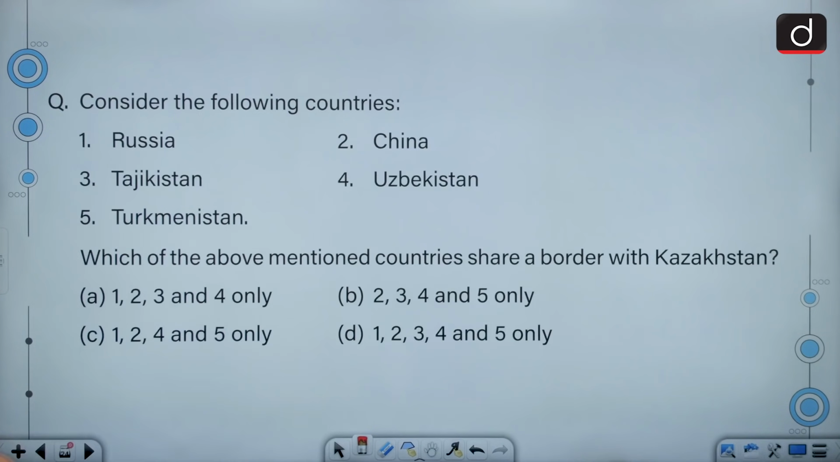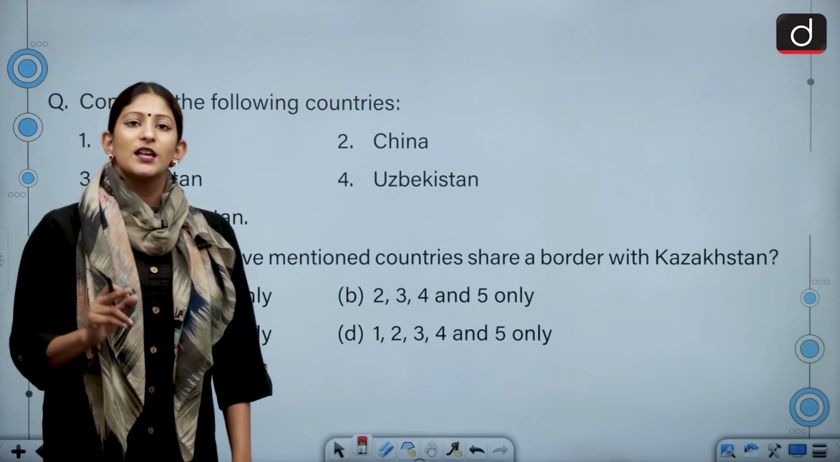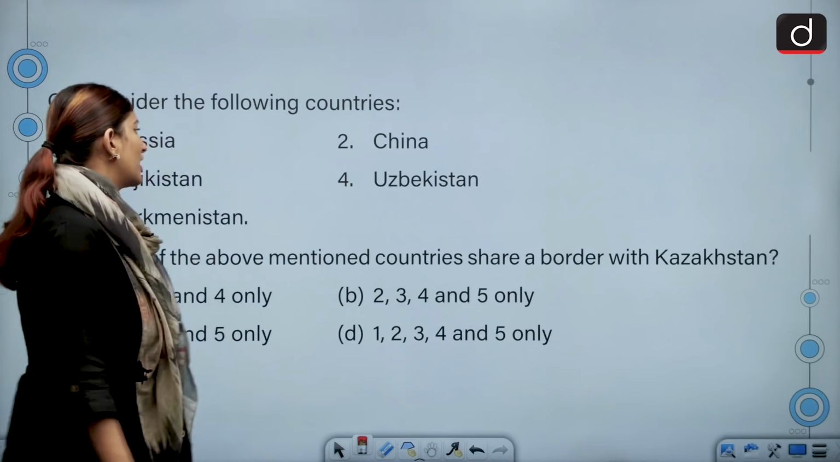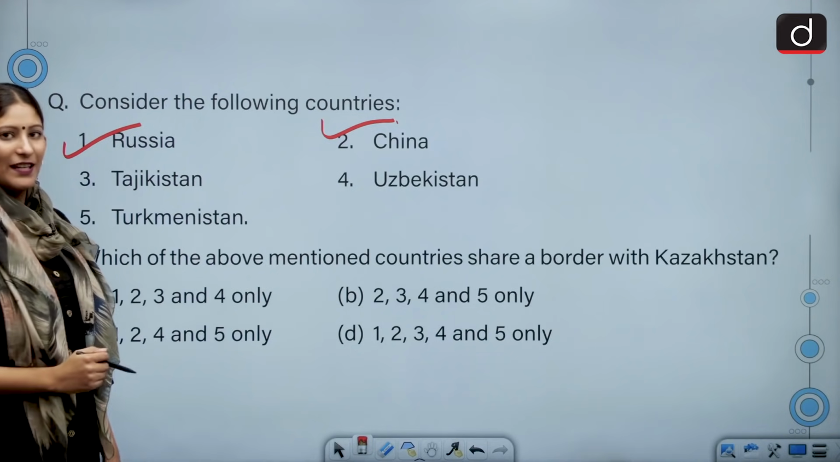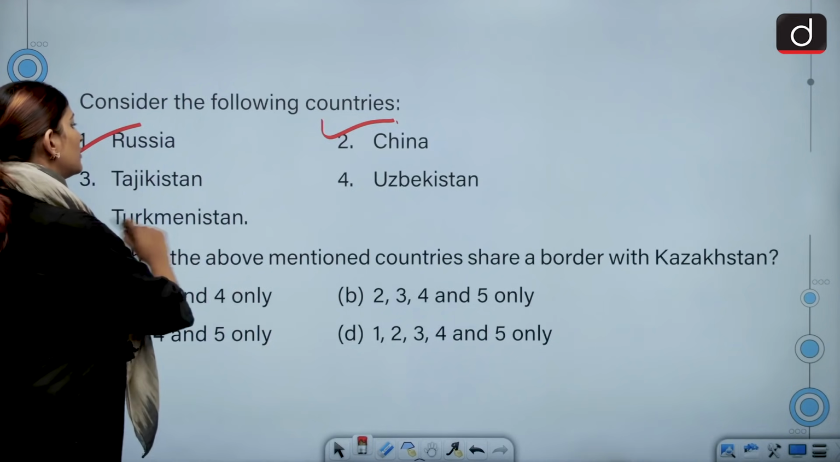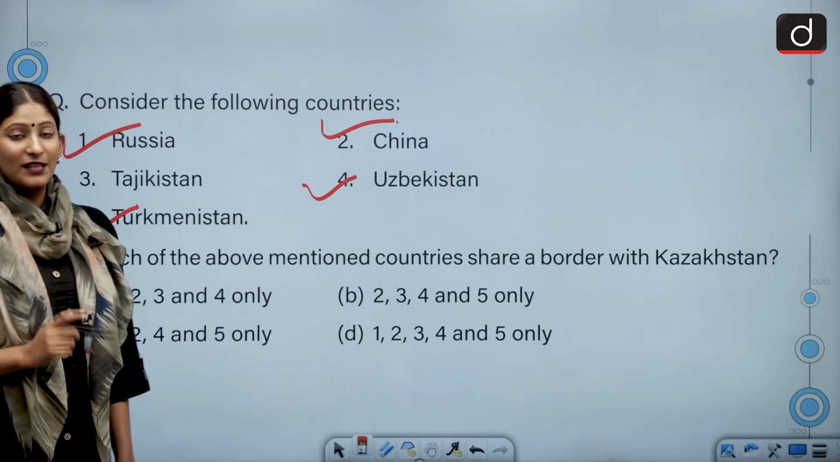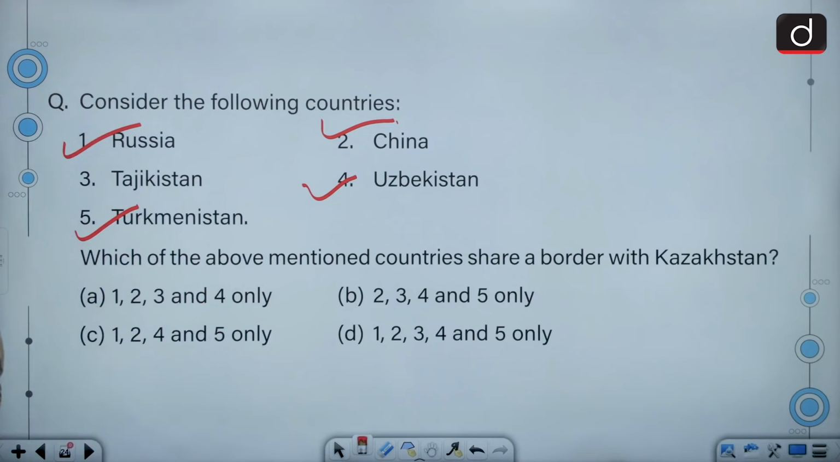Moving ahead, consider the following countries: Russia, China, Tajikistan, Uzbekistan, Turkmenistan. What do we have to do? We have to select which of the above mentioned countries share a border with Kazakhstan. So if we talk about it, then Kazakhstan is bordered, of course, by Russia and China. So these 2 are there, and also Uzbekistan and Turkmenistan, but not Tajikistan. So Tajikistan not being there, the correct answer should be 1, 2, 4 and 5.